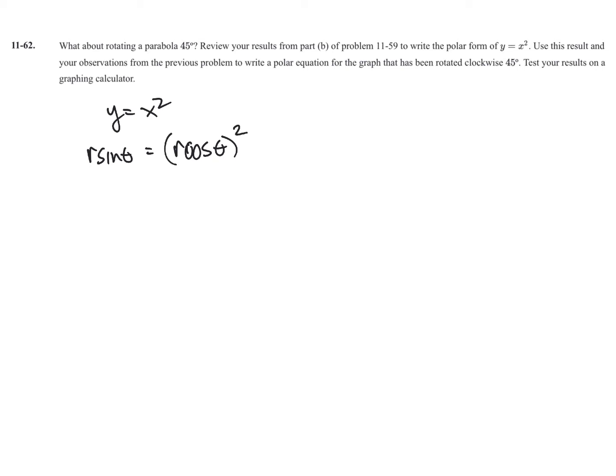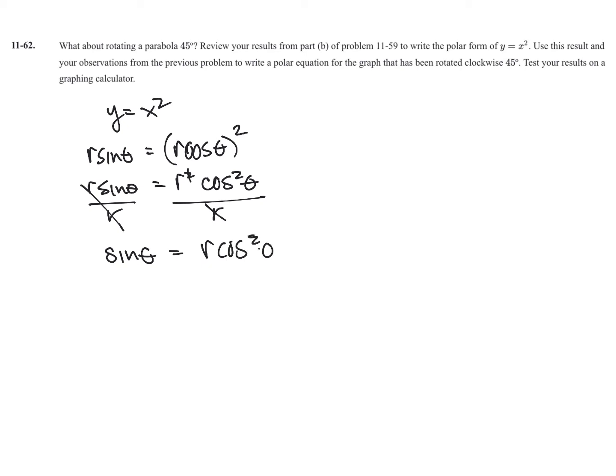So what I need to do is solve for r. I'm going to square the right hand side. So r would be squared, and then the cosine squared theta. And now I want to solve for r. First off, I would divide the r off. So this r goes with that, and these are gone. So then I have sine theta equals r cosine squared theta, and then divide by the cosine squared theta.